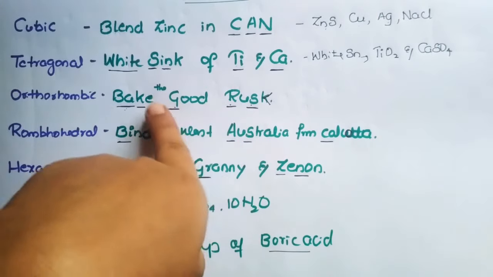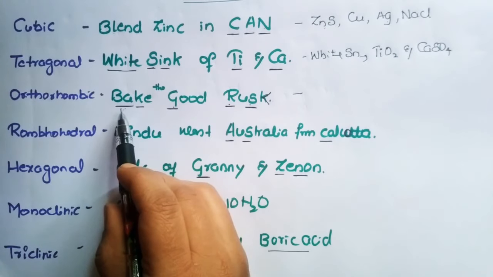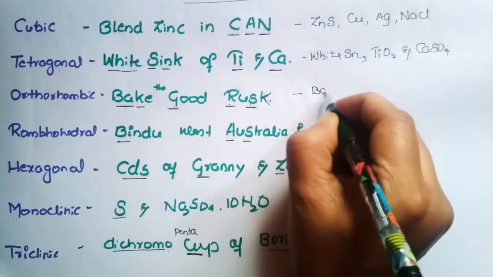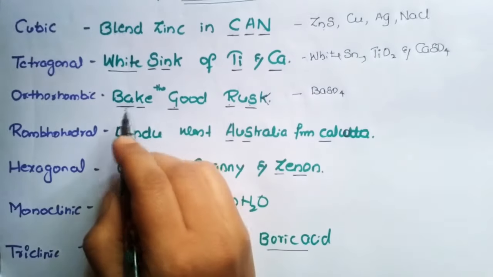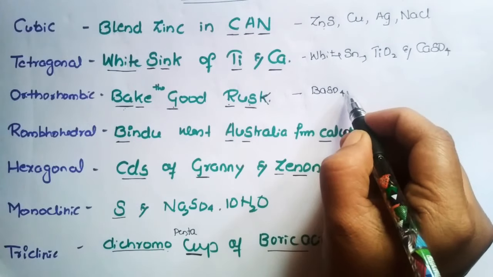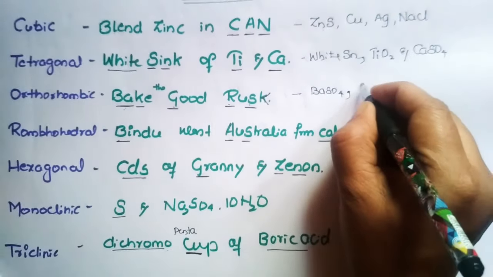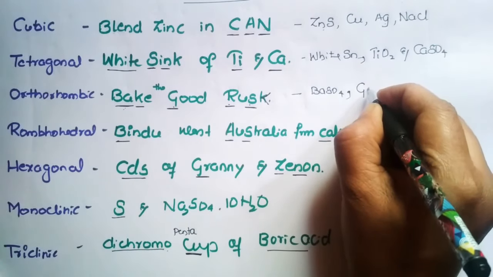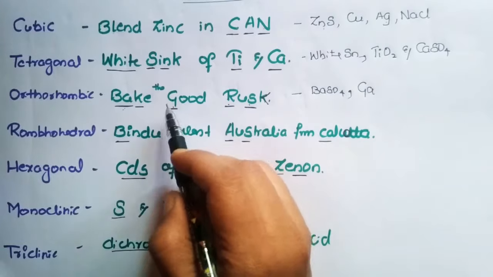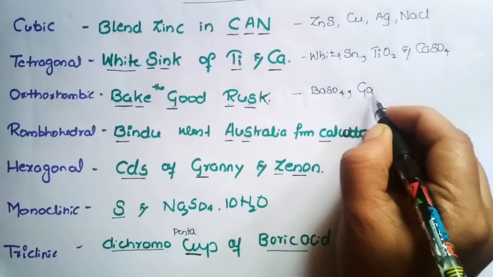Okay, "Bake the good rusk" means, as I have underlined here, Ba means barium sulfate. Ba means you are going to get barium, but here it's a salt, barium sulfate. G means gallium, so you have to remember at least G. O is similar to A, you have to take Ga, that is gallium.